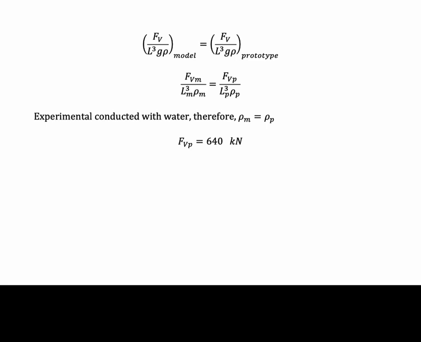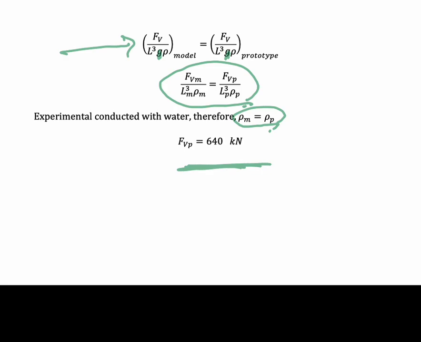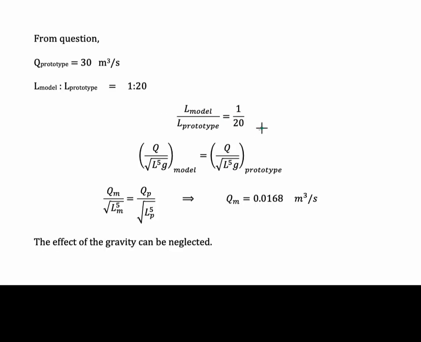And then for the second question, we need to calculate the value of force. Again, this is the similarity term that we get from the Buckingham pi theorem. We can neglect gravity here, and then rearrange it like this. From the question, both experiments are conducted with water, so the density of water is the same between model and prototype. So we can simplify the equation, substitute all the parameters, and determine that the vertical force for the prototype is equal to 640 kilonewtons. Again, here you use the ratio of LM over LP, which is 1 over 20.